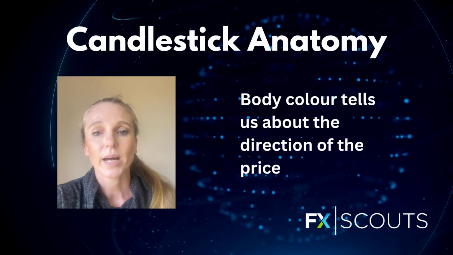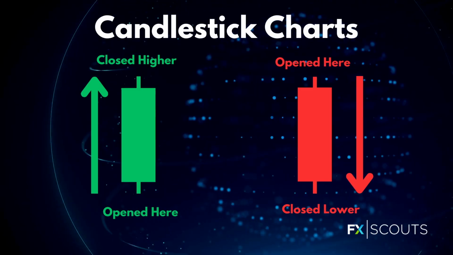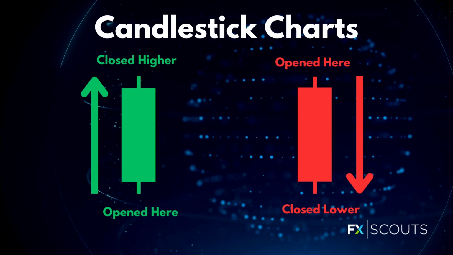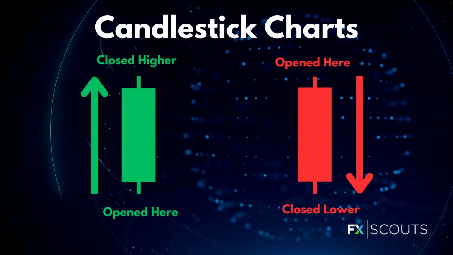Body color tells us the price direction for a given period. The most common color coding is green bodies for higher closes and red for lower ones. In this video, we'll continue to use green for higher closes and red for lower ones.